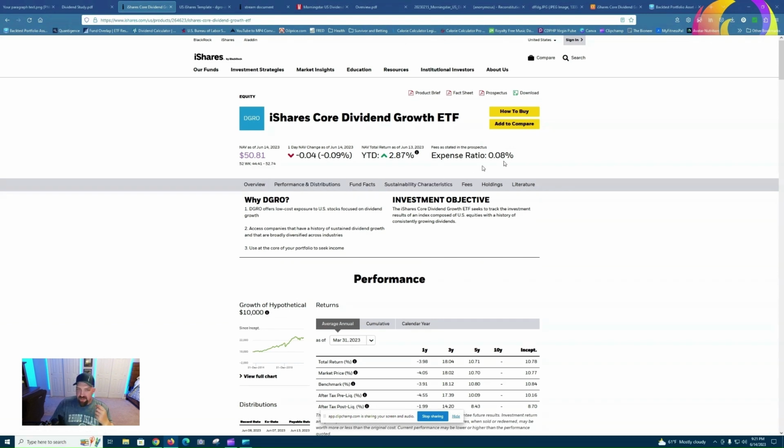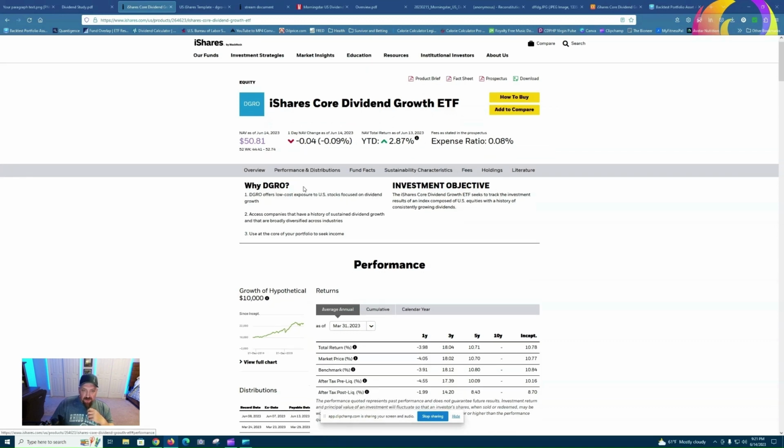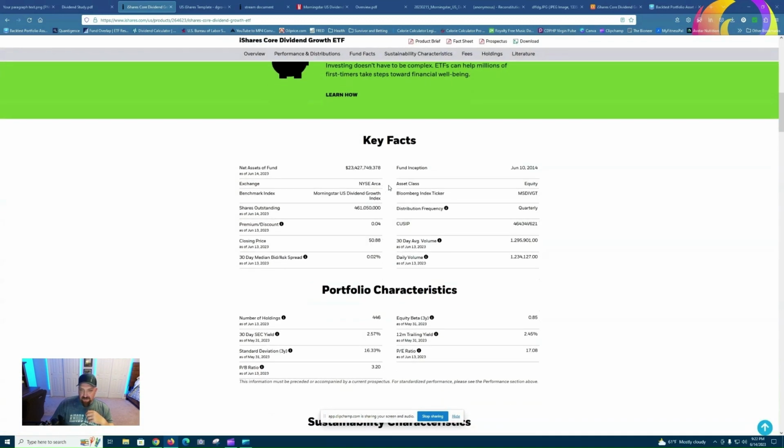The expense ratio is very low, which is part of the reason I like this. So it's a dividend growth ETF, and your expense ratio is exceptional compared to some of the other dividend focused ETFs that you'll find out there. A lot of them are like 0.3, 0.4 expense ratio. So we see the performance, some key factors.